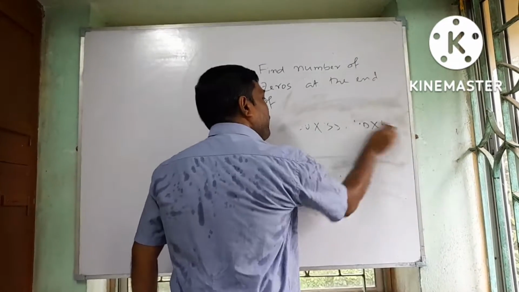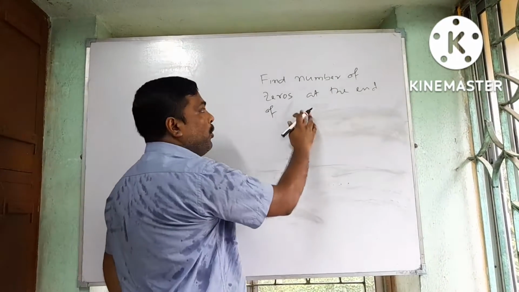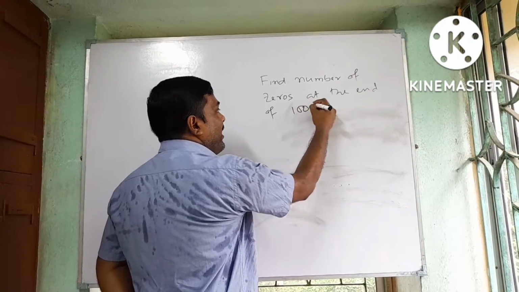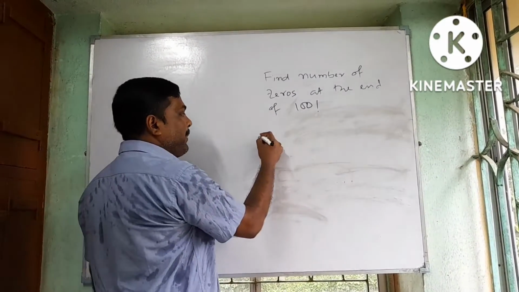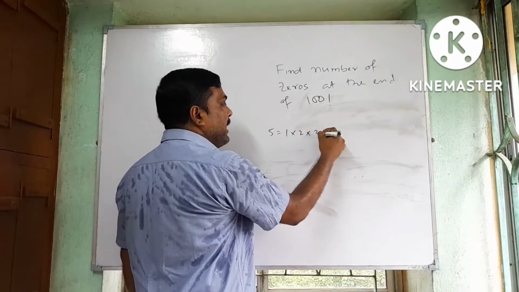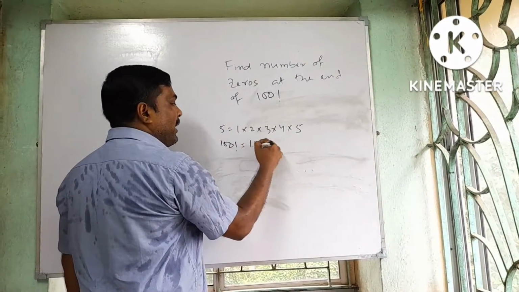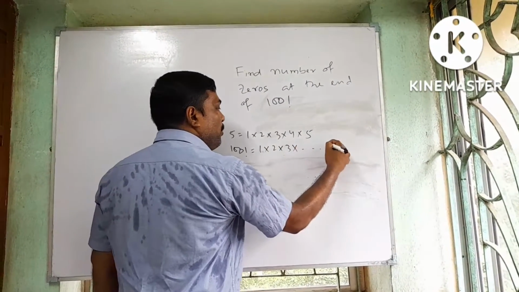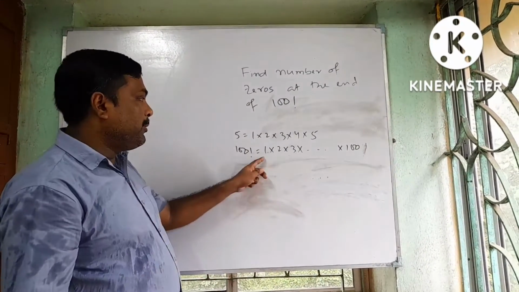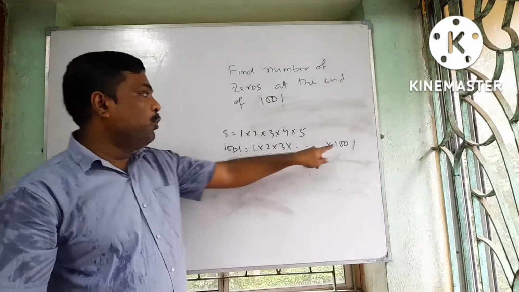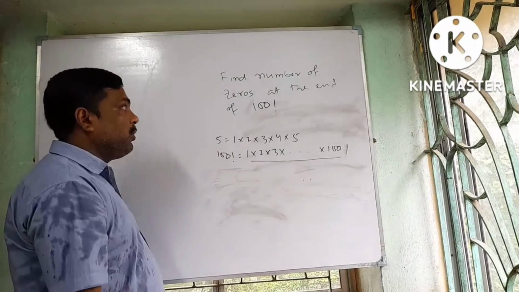Next, take one more problem. The question is, find the number of zeros at the end of 100 factorial. What is 5 factorial? 5 factorial is actually 1 into 2 into 3 into 4 into 5. So 100 factorial is 1 into 2 into 3 into 4 up to 100, the product of all the natural numbers from 1 to 100. So at the end of this product, how many zeros are there?